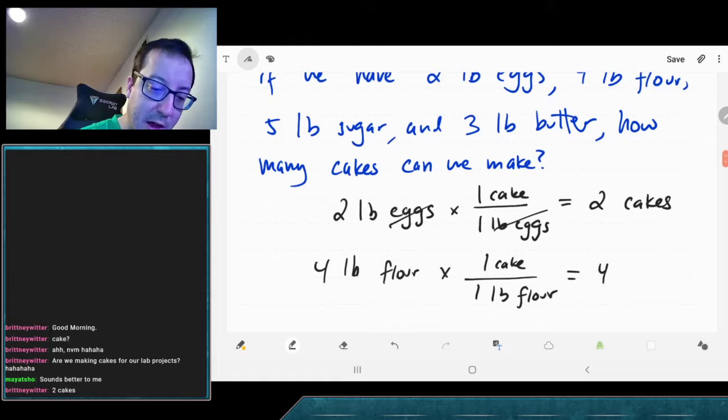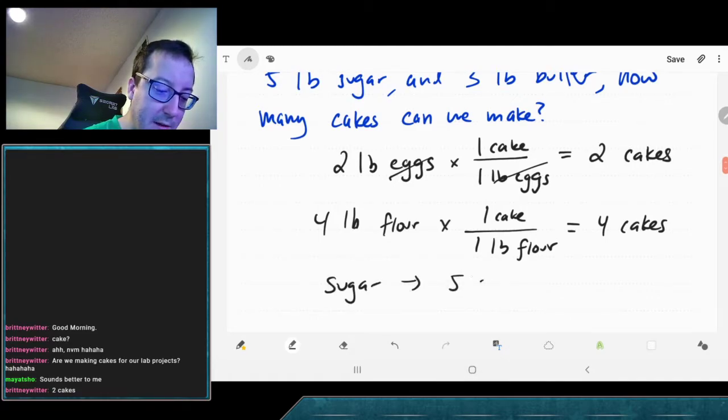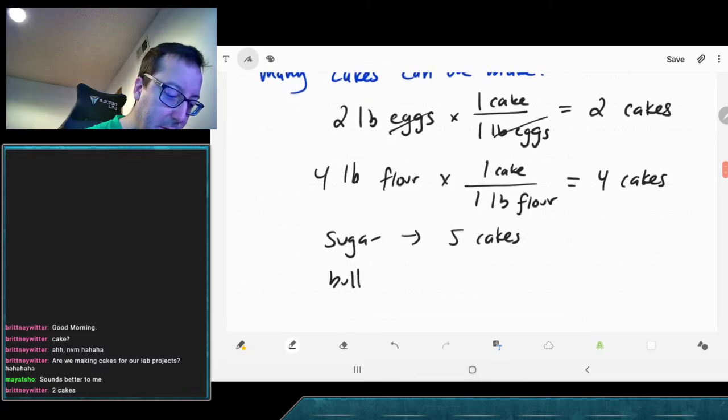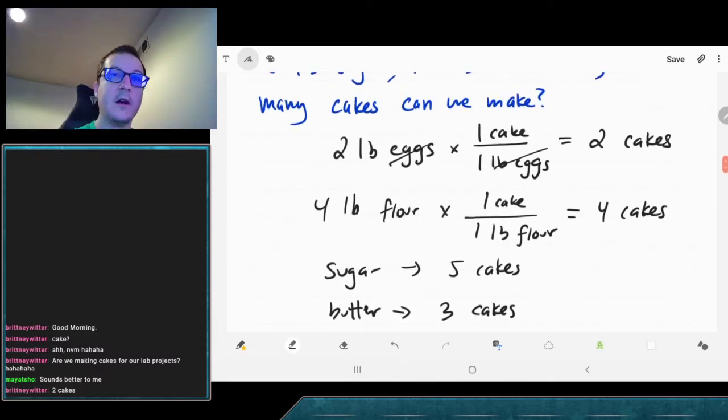That's going to be 4 cakes. If we do sugar, I'm just going to say that's 5 cakes. And then the butter would make 3 cakes. So if we look at this, Brittany has come to the conclusion that we can only make 2 cakes. And that is absolutely correct, because once we make our second cake, we are out of eggs. We do not have any more. We cannot make any more cakes.